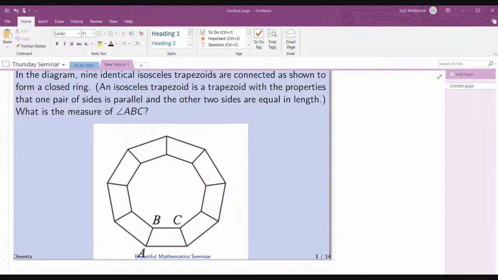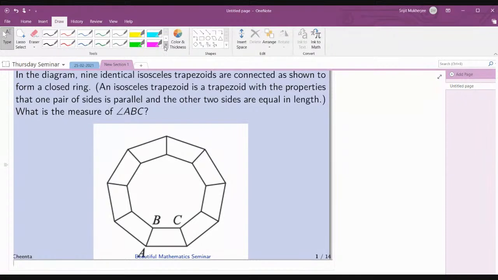In the diagram, nine isosceles trapezoids are given, which forms a closed ring. Okay, interesting geometry, interesting problem. So essentially, this trapezoid is where each have equal sides. Let me show it with you with corresponding markings. So these are parallel lines. This is what the isosceles trapezium is, and these are equal. All are equal.